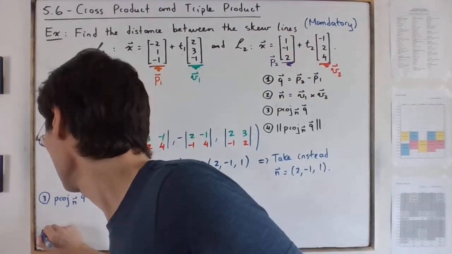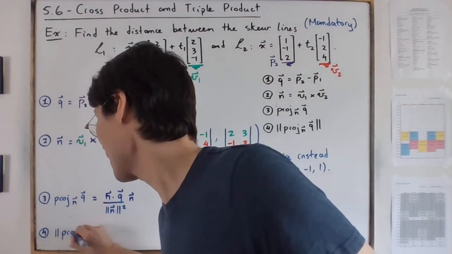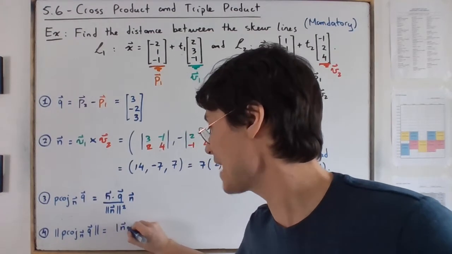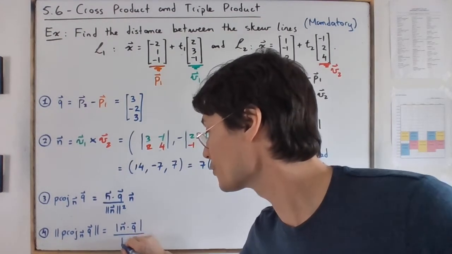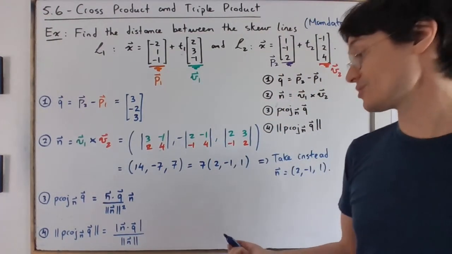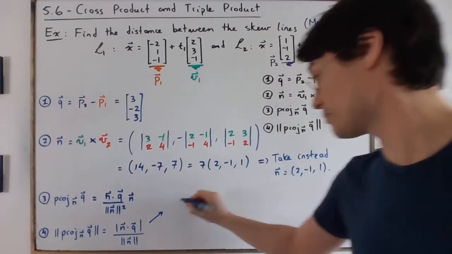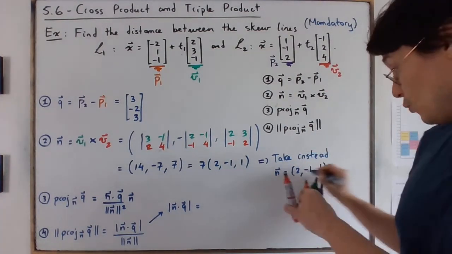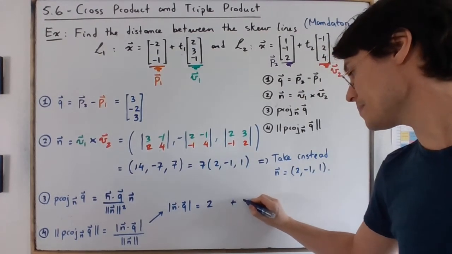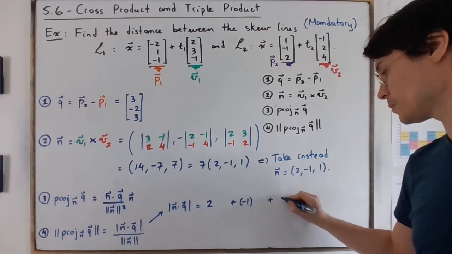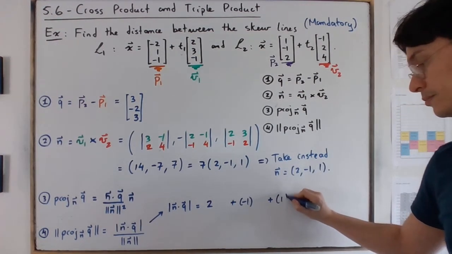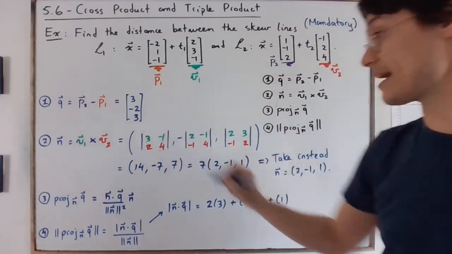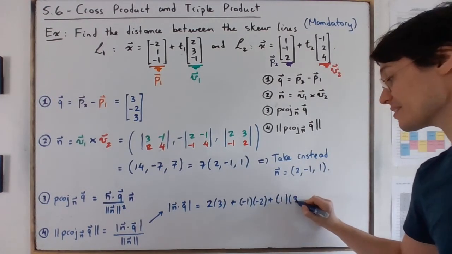So for number 4, we take the absolute value, the norm of the projection of q on n. You should remember from the last video that this is the absolute value of the dot product over the norm. So in other words, we have only 2 things to calculate. We have the absolute value of the dot product, so n dot q. n, we have it here. It's going to be 2, -1, and 1. And q, we have it there. I'm dropping the color code, but don't be confused. q is there: 3, -2, and finally 3.